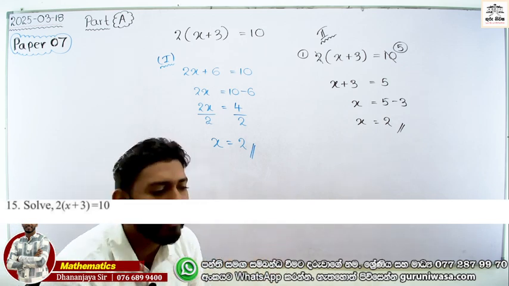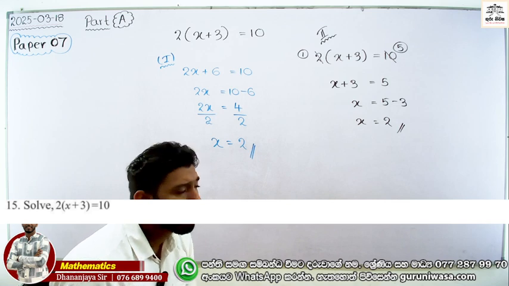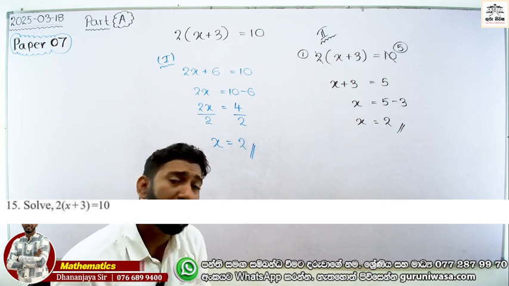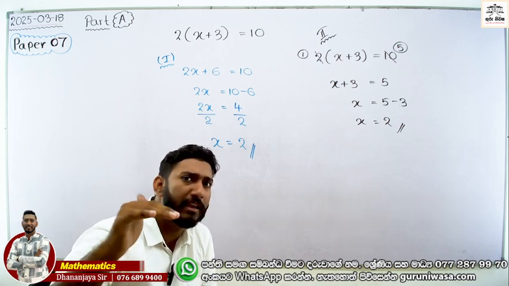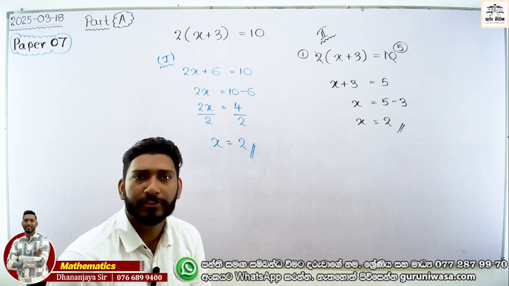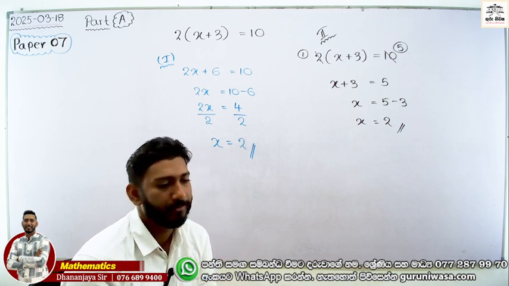This one is a simple linear equation, right? There are 3 types of equations: simple linear equations, simultaneous equations, and quadratic equations. This one is a simple linear equation.